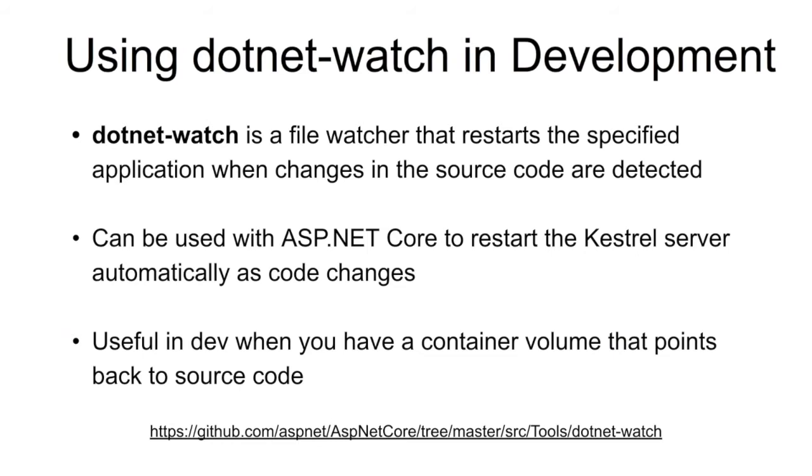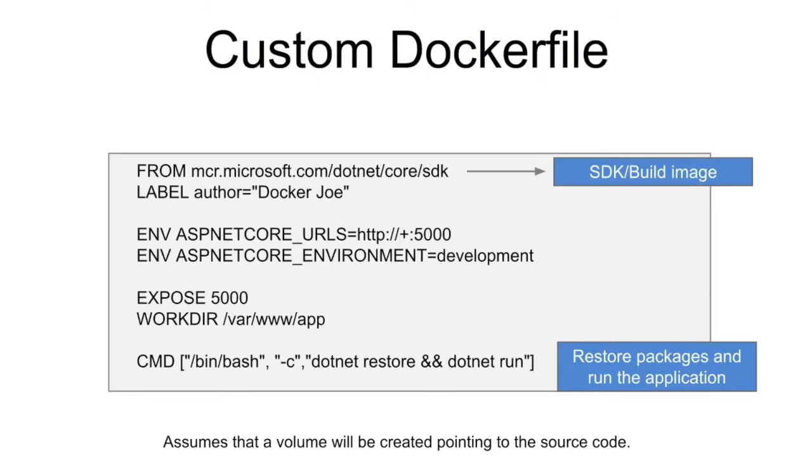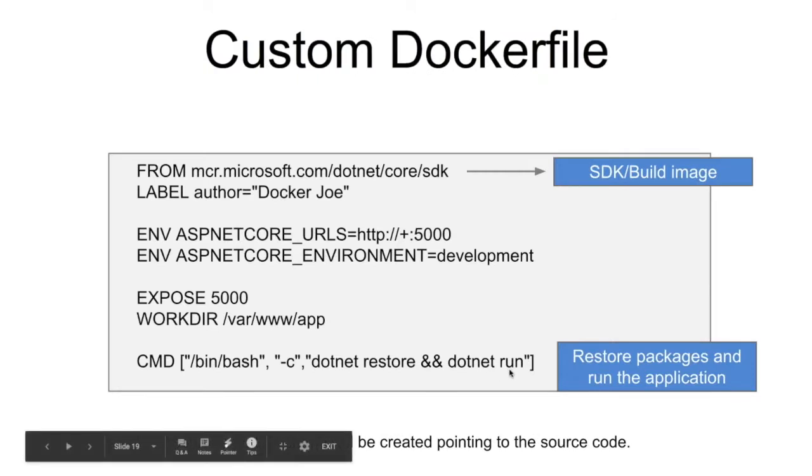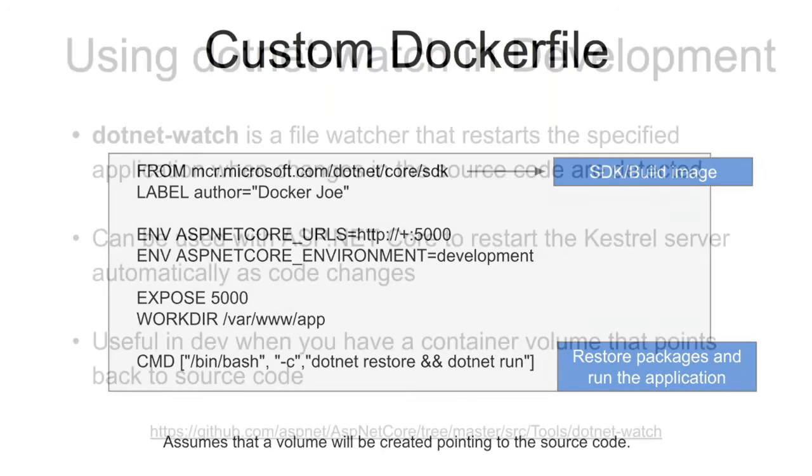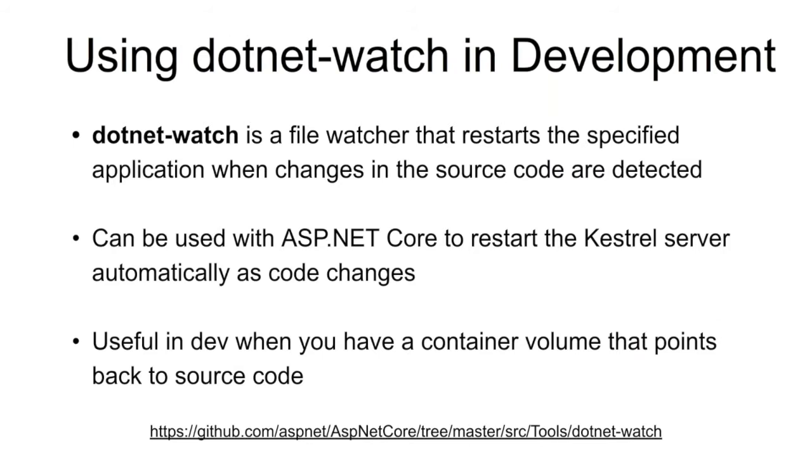Now, if you've used dotnet watch before, you can use that inside of the Dockerfile. Notice back here, we just said dotnet run, but we could put dotnet watch run. And then if we had our container pointing back to our source code through this thing called a volume, every time we change the code, the Kestrel server would automatically restart. That means you don't have to stop the container, rebuild your code, start the container. You just leave it running, and every time you make a change, the watch would catch it. And that's kind of what this is talking about.